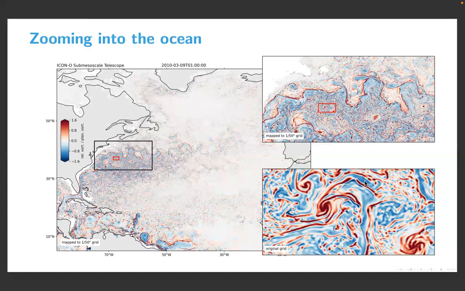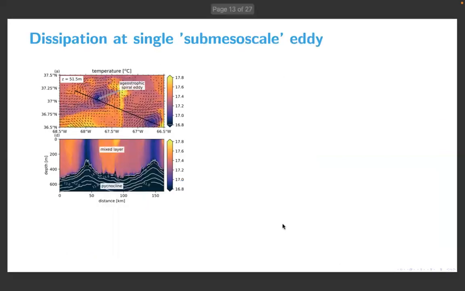Now we want to look at how the dissipation looks for these eddies, so we are looking closer at one of them. Here we have this eddy. It is a cold core eddy, and we are making a transect through it. On the bottom, you see the temperature of this transect. You can see the pycnocline, where it is strongly stratified, and above that we have the mixed layer, where stratification is weak.